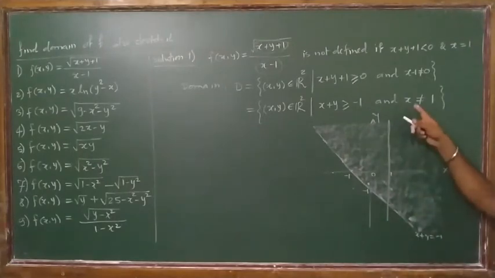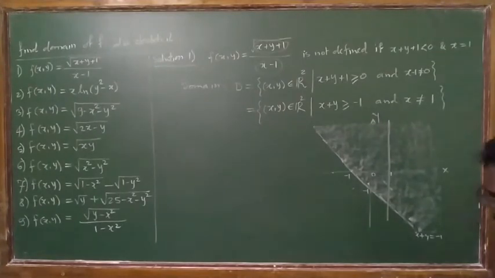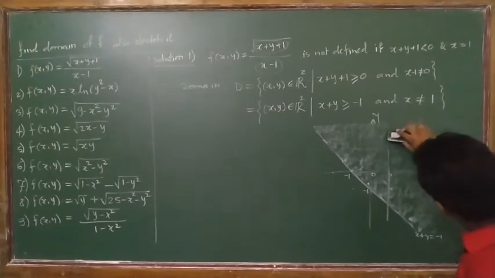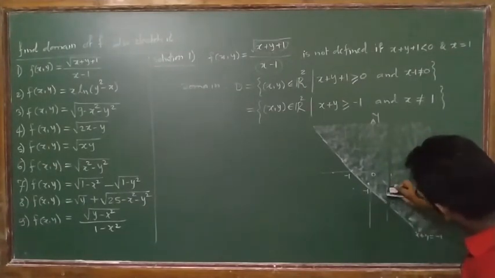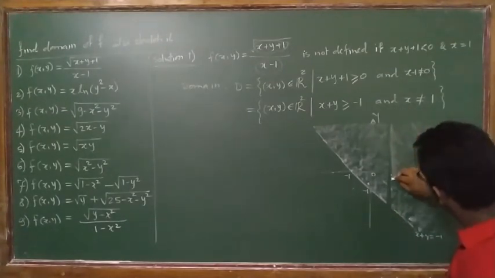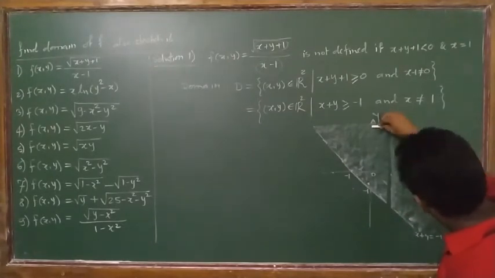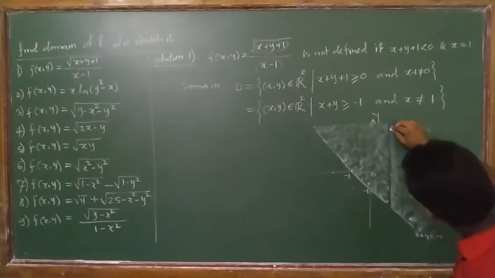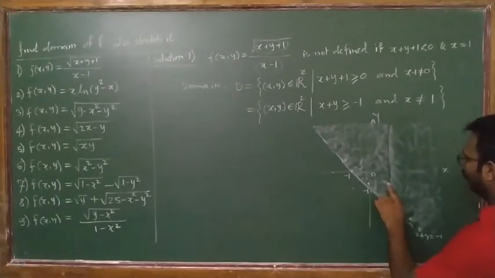What we want is that x should not be equal to 1. It means we have to delete those ordered pairs for which the x coordinate is 1. So we should delete the ordered pairs which lie on this line x equal to 1. So we have removed the line x equal to 1.